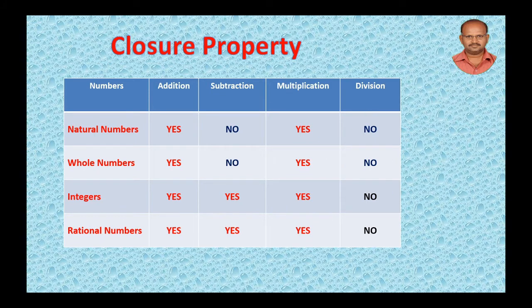In division, natural numbers, whole numbers, integers and rational numbers do not satisfy the closure property. In subtraction, natural numbers and whole numbers do not satisfy it; integers and rational numbers satisfy the closure property.